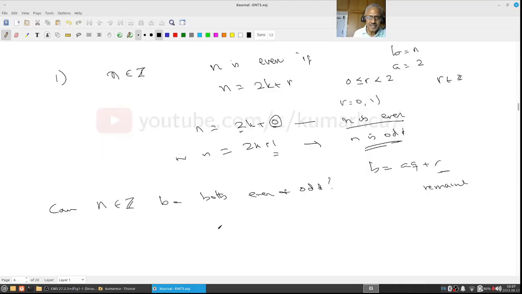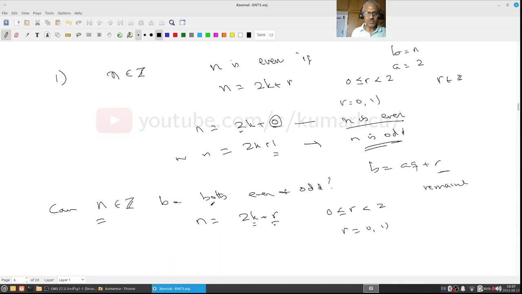What does it say? It says, when you give me an integer n, then n is exactly of the form 2k plus r, where 0 is less than or equal to r, less than 2. Therefore r has to be either 0 or 1. This r is unique. This k is also unique, right?